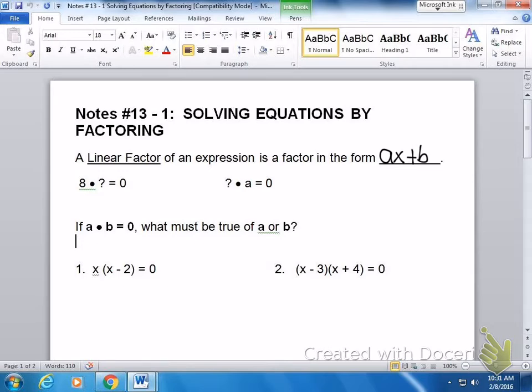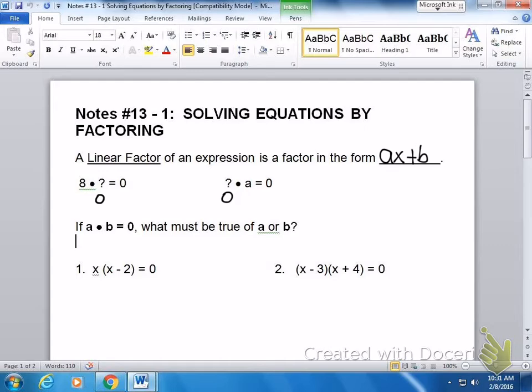I have 8 times something equals 0, and then something times a equals 0. And I want to know what that something is. Well, the only thing times 8 that would make 0 is multiplying it by 0. The only thing times a that would make it 0 is also by multiplying by 0. So the only thing multiplied by anything gives us 0 is 0.